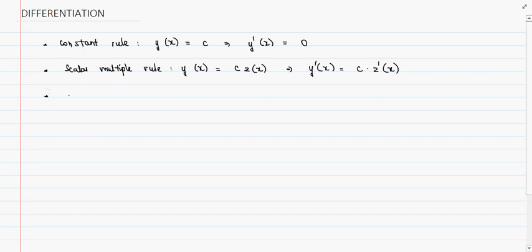Okay, the third rule is the power rule. If you have a function y of x equal to x to the power a, then when you differentiate this function with respect to x, the power is moved to the front, and you multiply by x to the power of the original a minus 1. So you subtract 1 from the power and move the power to the front. So that's the rule.